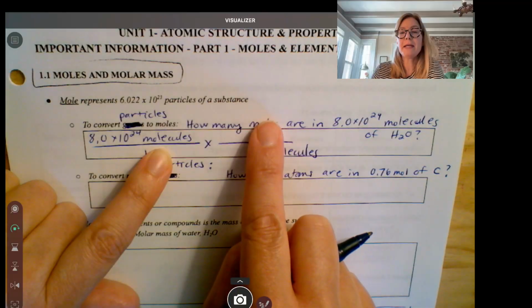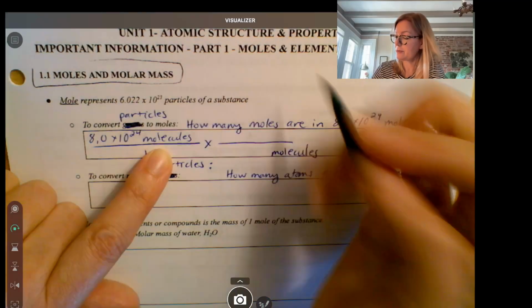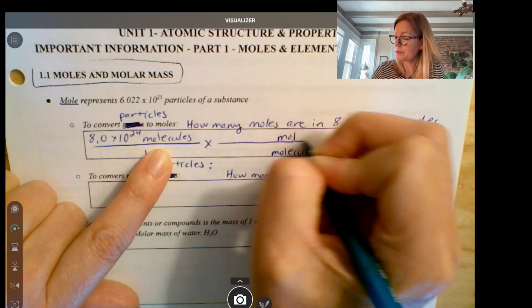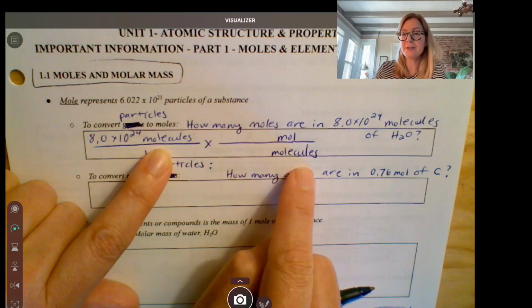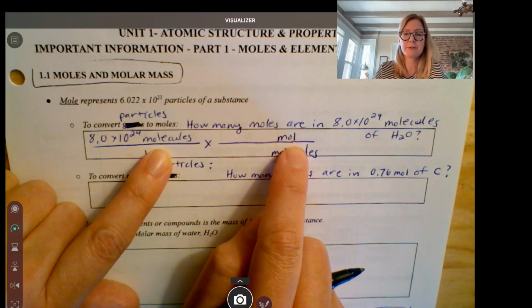Leave some space for a number. And we want to know how many moles. That's the unit we're trying to get to. So that's going to be in the numerator. Moles is abbreviated MOL. Molecules doesn't have an abbreviation, but moles is abbreviated MOL.